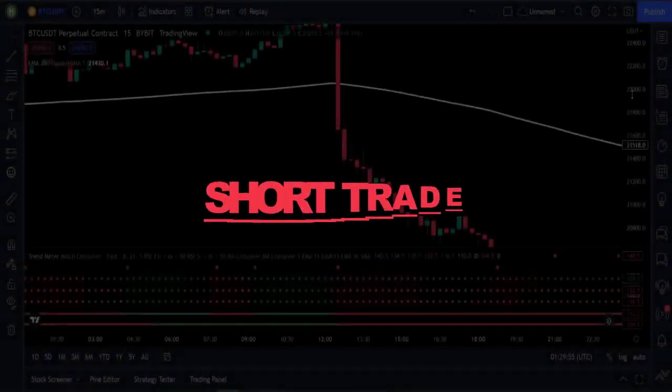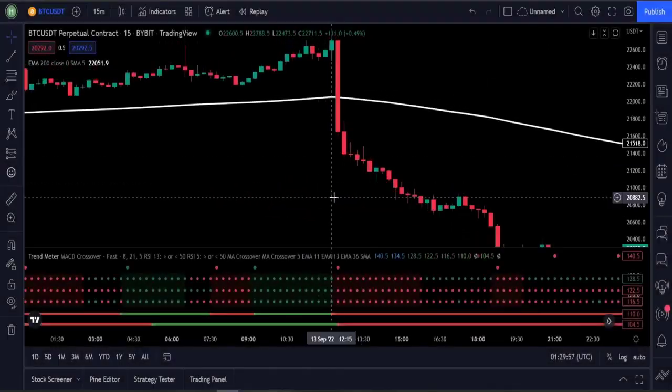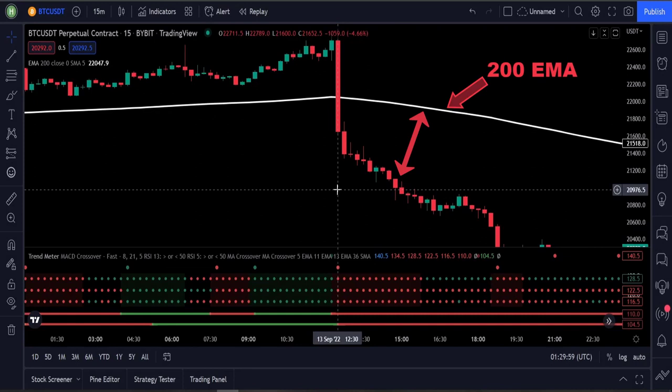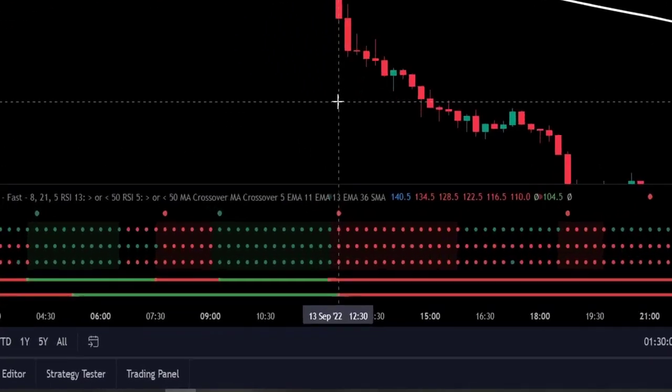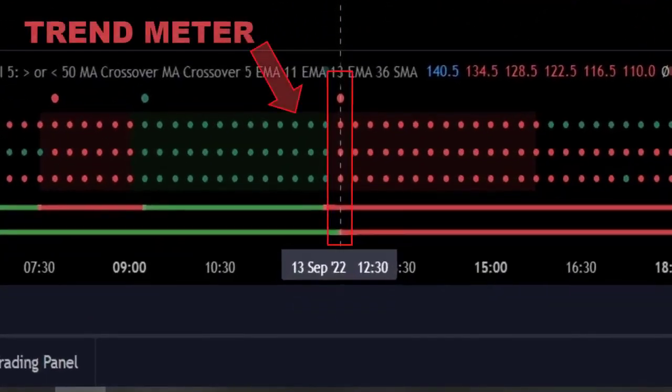Now the rules for the short trade. First of all, we want the price action to be below the 200 EMA line. All the rules for short trade are going to be exactly opposite to the rules for a long trade. Now, if we are looking for a short trade, everything on the trend meter needs to be red, including all the dots and the 2 baselines.